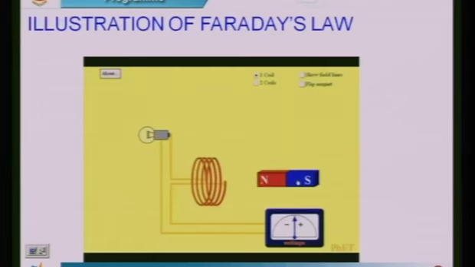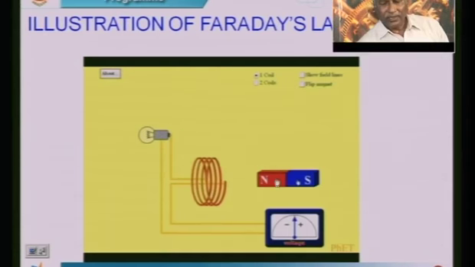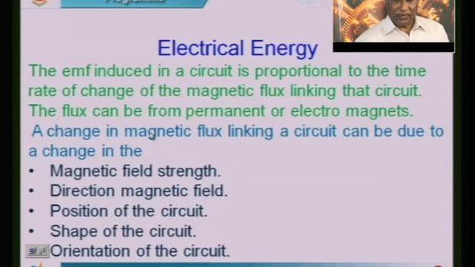So with that, this is the coil, this is the lamp, and this is the magnet. As this magnet is moved this way or that way, the lamp starts glowing. Unfortunately, there is some problem. Anyhow, it has been explained here now.